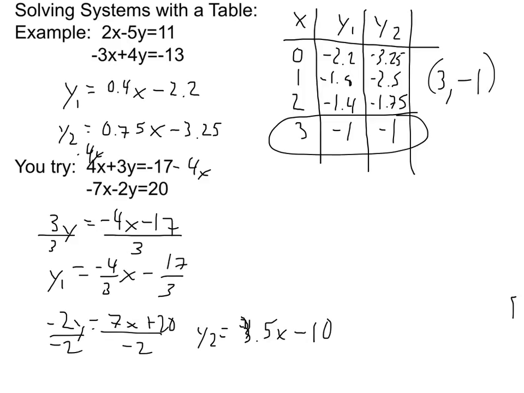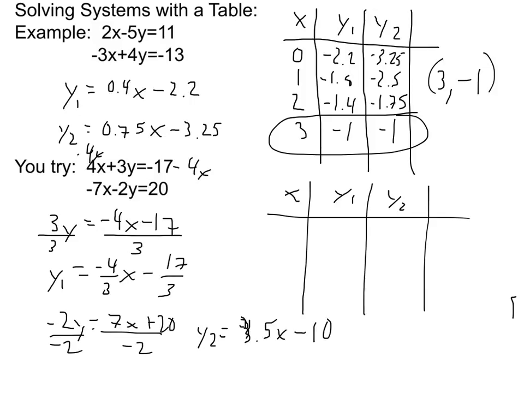Okay, so if I make my table here, I have x, y1 and y2. Then I plug in my 0. My y-intercept's basically here. So I'm going to get negative 17/3. This is probably where it's okay to write it as a decimal, just so you can see what it looks like. So that's going to be negative 5.6 repeating. Okay, and for the second one, I'm at negative 10.